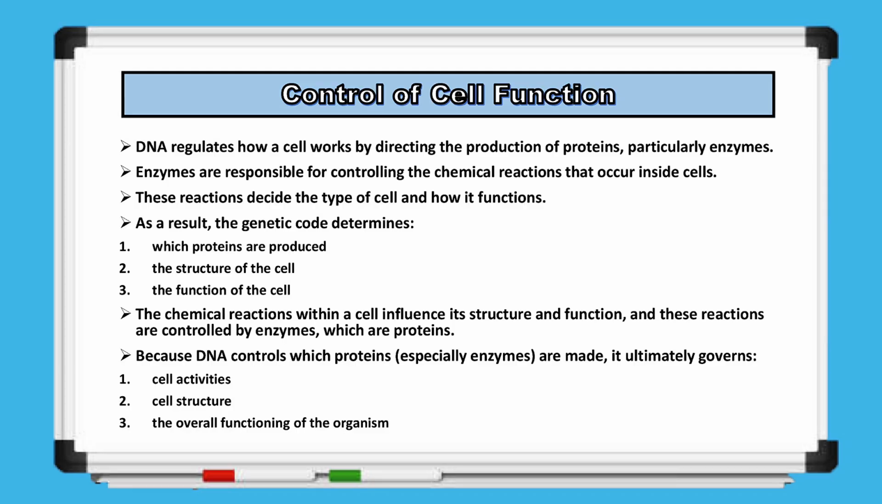The chemical reactions inside a cell affect both its structure and its function, and these reactions are controlled by enzymes, which are proteins. Since DNA controls which proteins, especially enzymes, are made, it ultimately controls the activities of the cell, its structure, and the overall functioning of the organism.